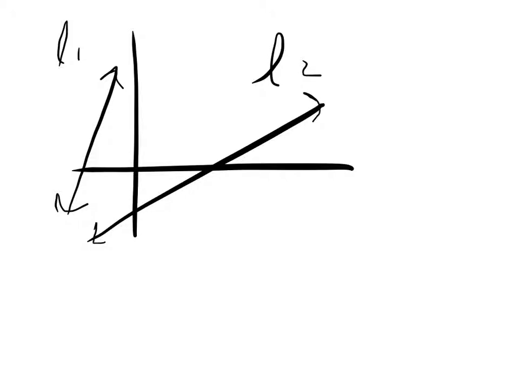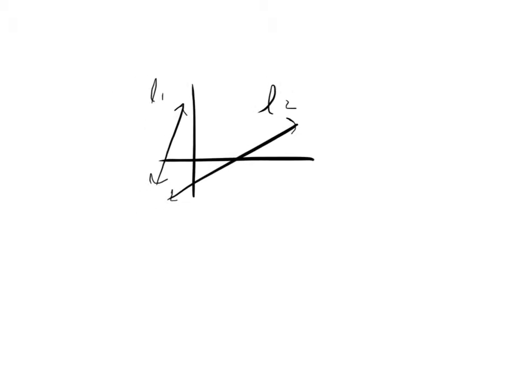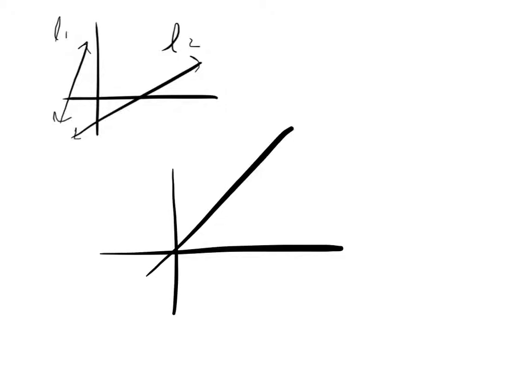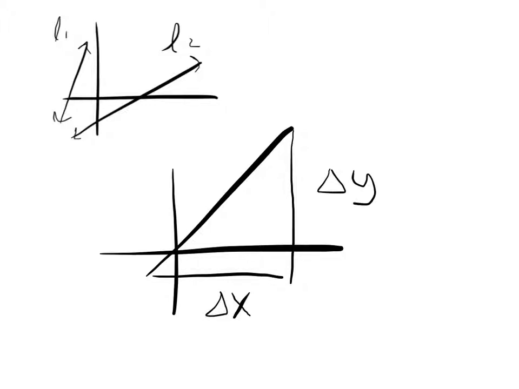Why? Because if you were riding a bicycle up, say, L2 slope, it would be easier than if you were riding a bicycle up, say, L1 slope. So we want to come up with some way to measure steepness, and that measurement that we've come up with is slope. And how do we find slope? Well, we're going to look for a change in y, which we call delta y, over delta x.